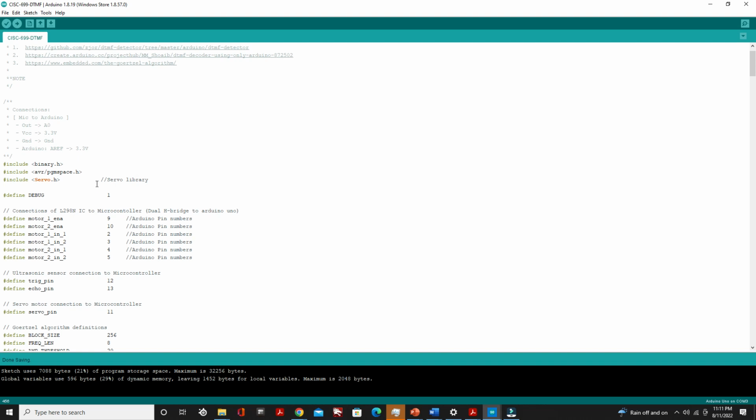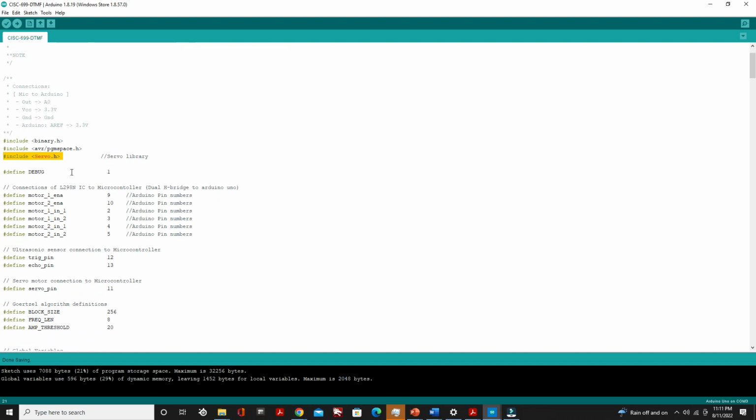Next are the header files I have used. This is the servo motor library. This is a class I have to instantiate to use certain functions to drive the servo motor. And the next ones are the connections of the L298N IC. That's the dual H-bridge circuit, connected through the Arduino Uno.